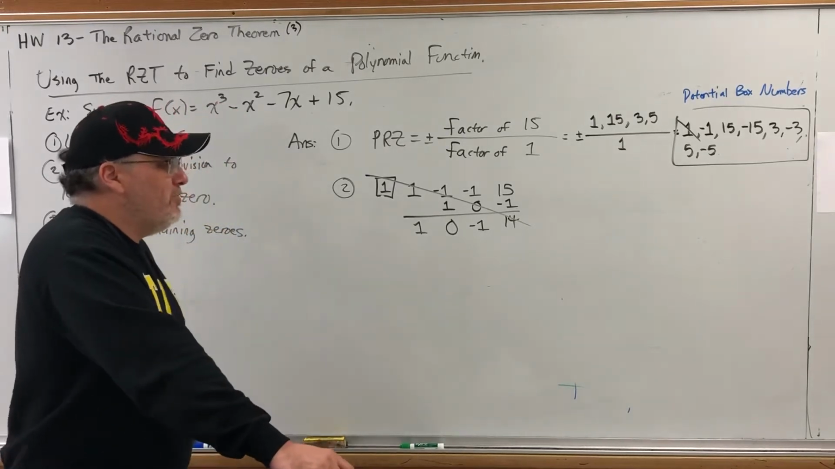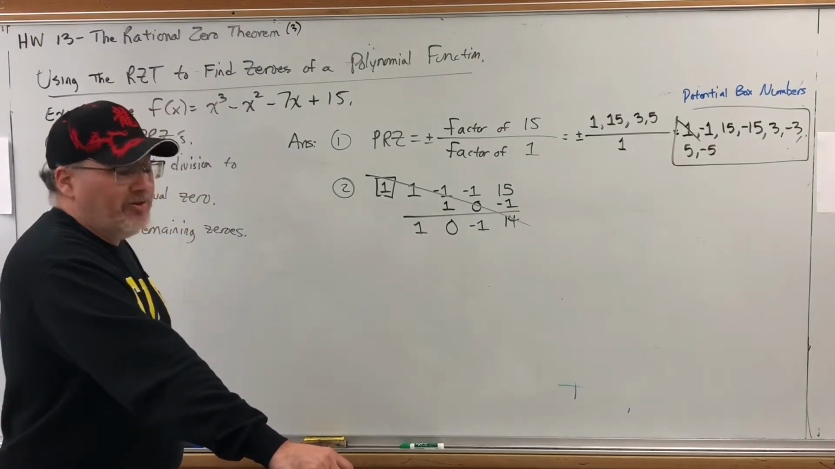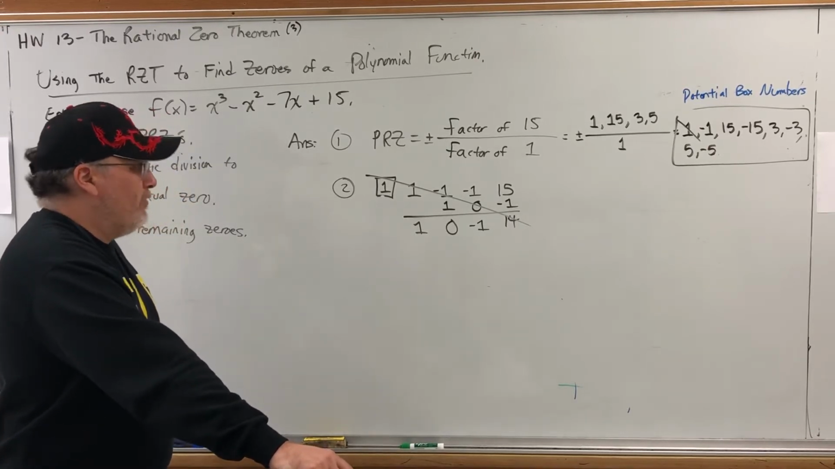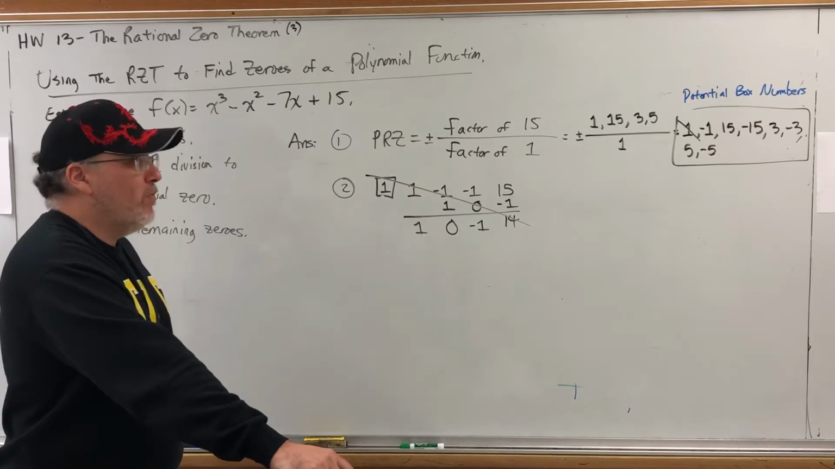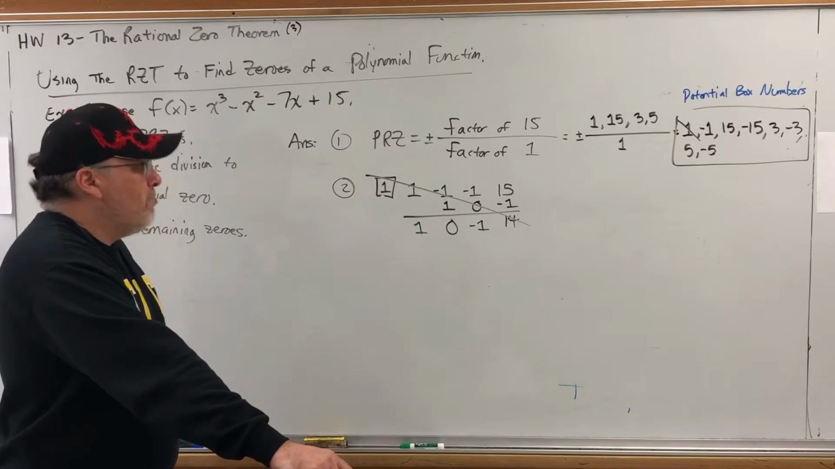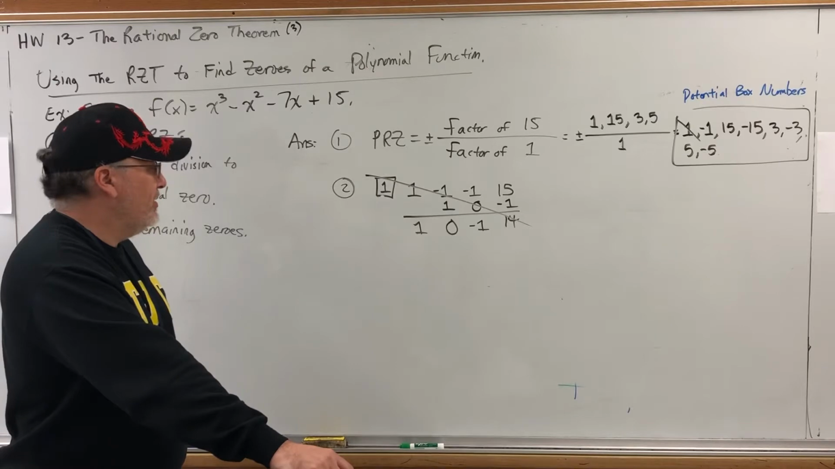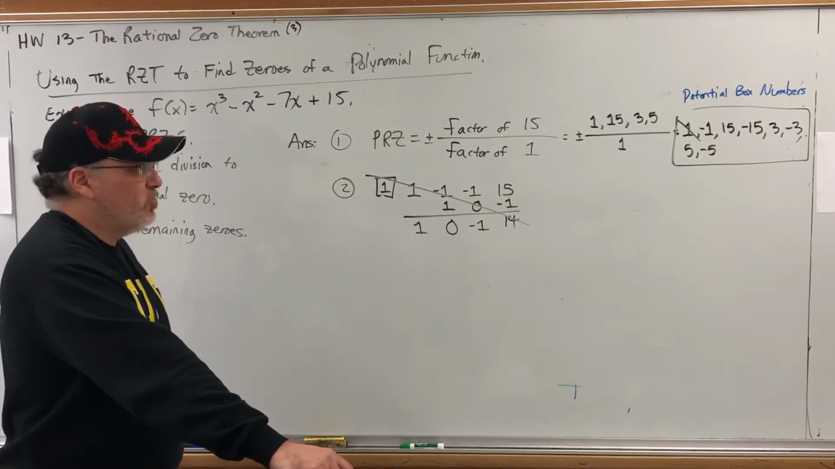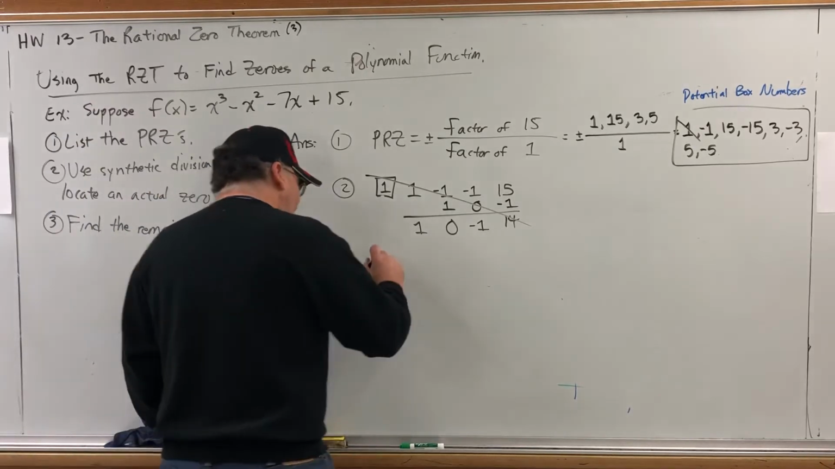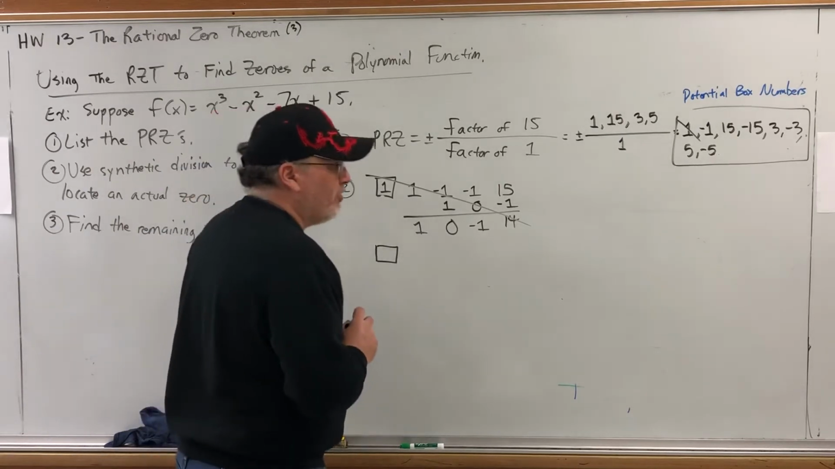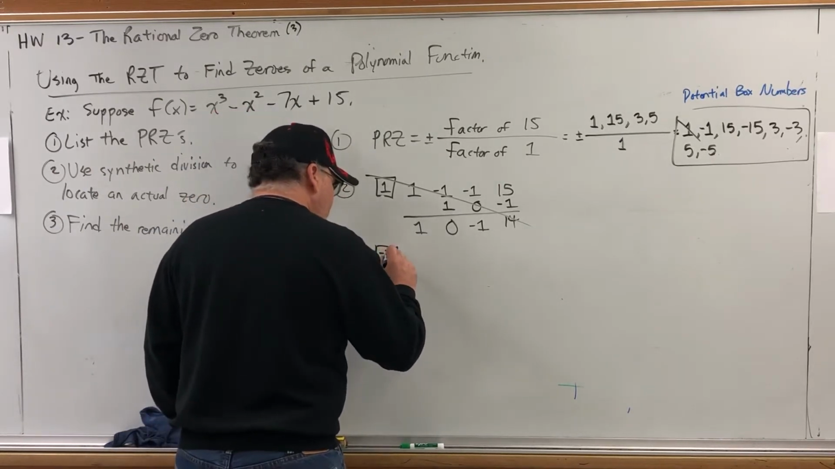I will tell you that there is only one number in this particular list that works. I invite you to pause the video and run them through synthetic division until you find the one that works. Hopefully you've paused the video and found the one number in the list of possible rational zeros, the potential box numbers, that gave us a remainder of 0. I know which one it is because I built this problem. The only number in that list that works is -3.